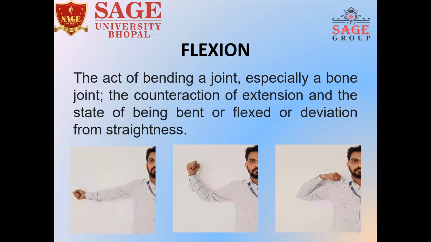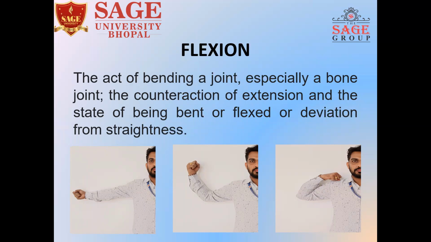So first we will see the movement flexion. The act of bending a joint, especially a bone joint, the counteraction of extension, that is the reverse action of extension, and the state of being bent or flexed or deviation from straightness. Students, you can see that as the joint bends, the degree of angle becomes less.